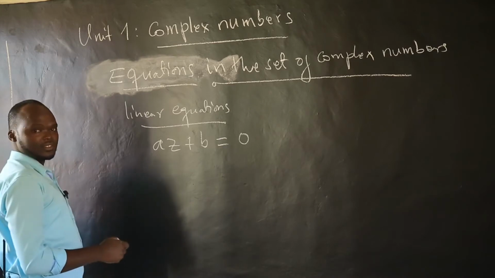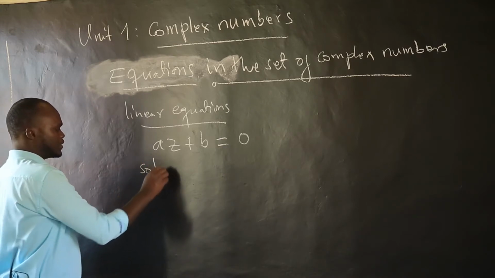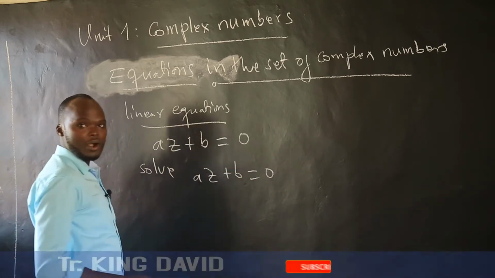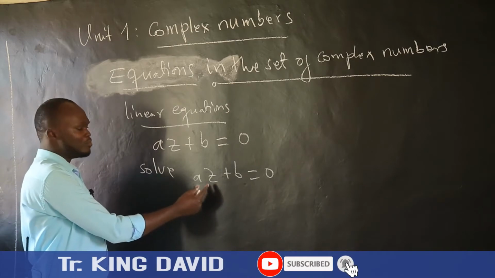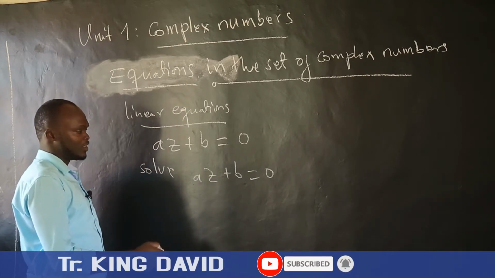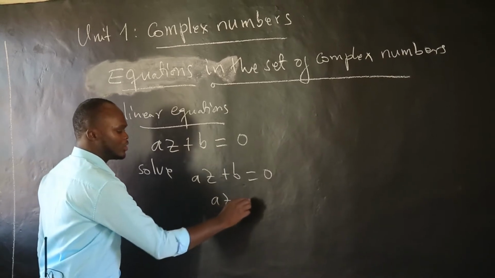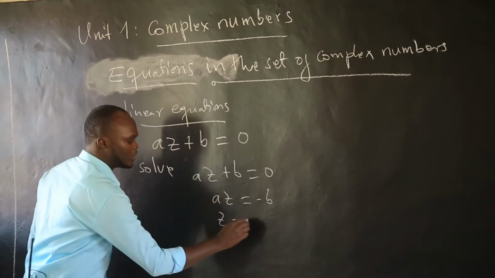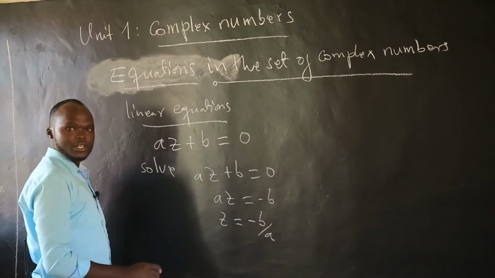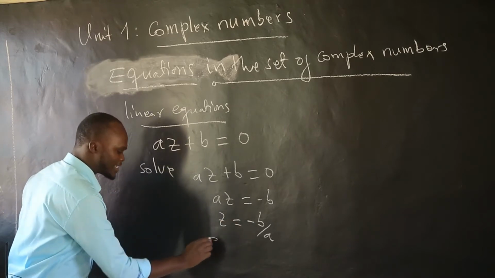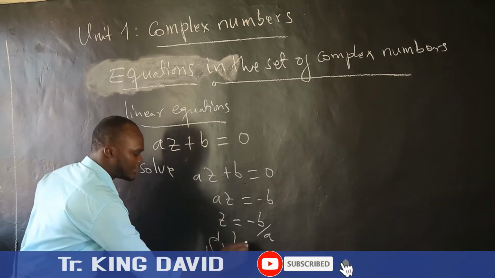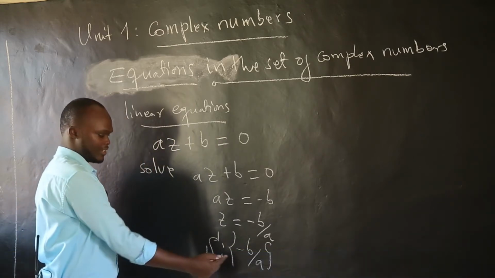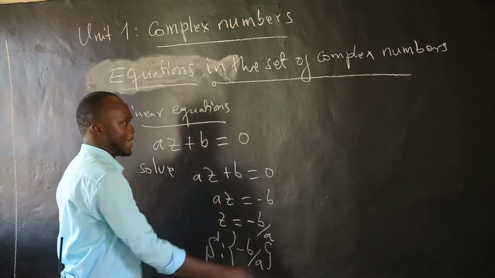So how can we solve this? For example, solve AZ plus B equal to 0. To solve this one, we have to make Z the subject of the formula. So AZ equal to negative B. If AZ equals negative B, what is Z? Z will be equal to negative B over A. So our solution set contains negative B over A.